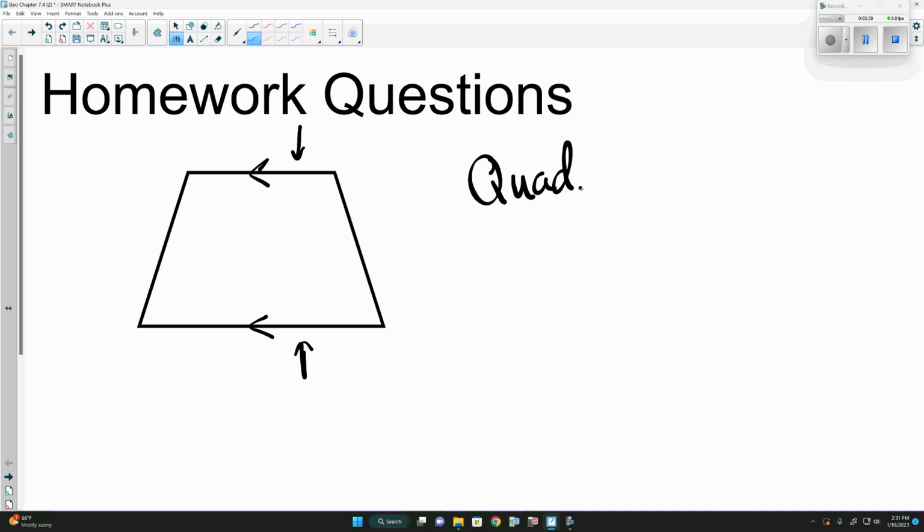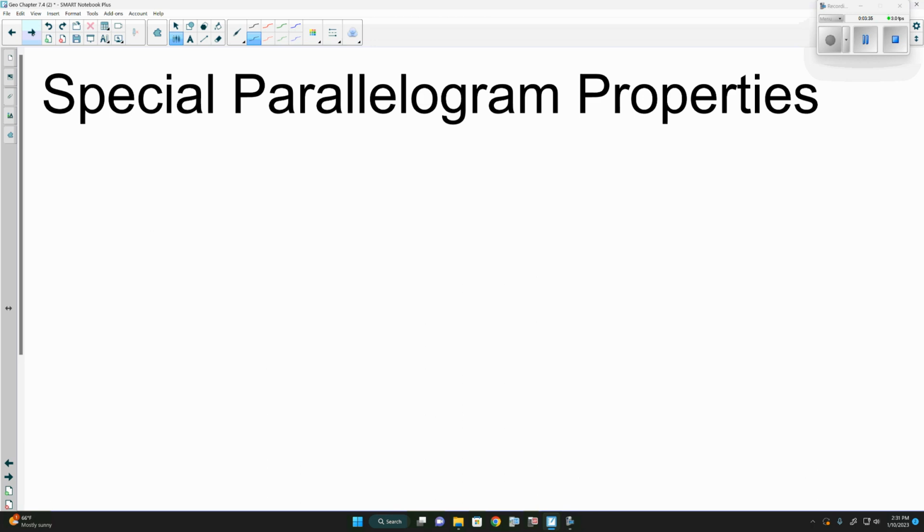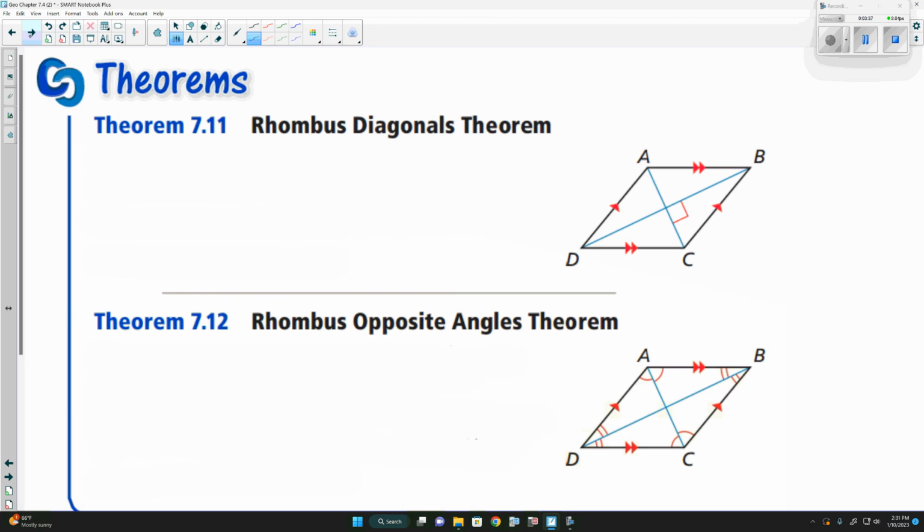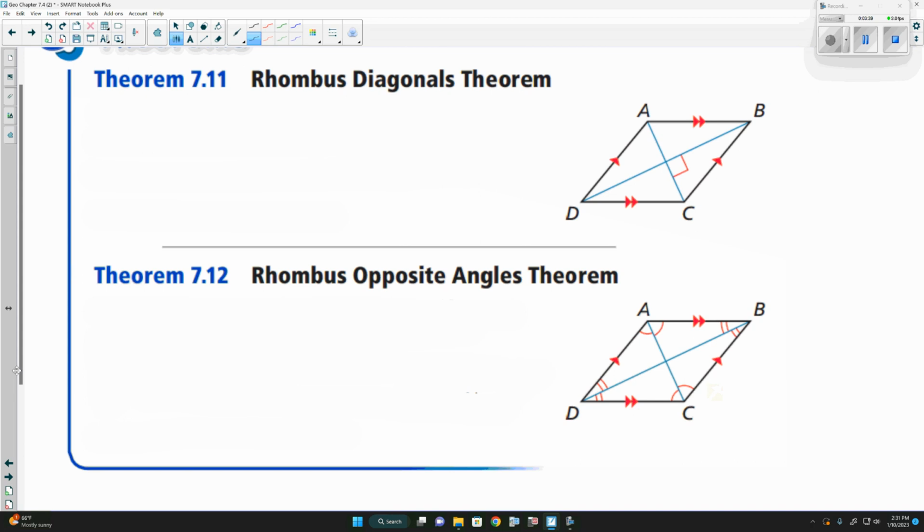Any other questions on the homework? Special parallelogram properties. And that's what we're going to be looking at today, more of the properties of the special parallelograms. Now, the first 2 we have are these here.